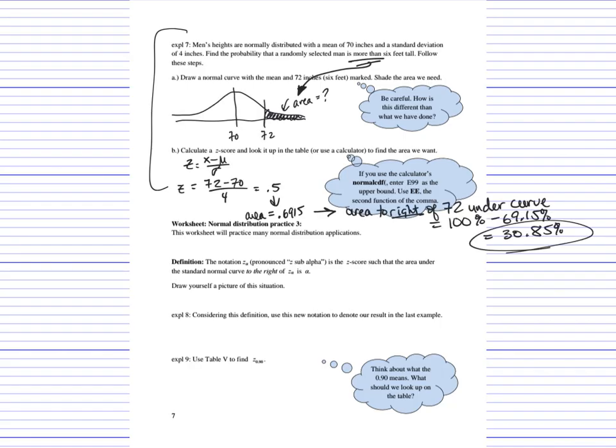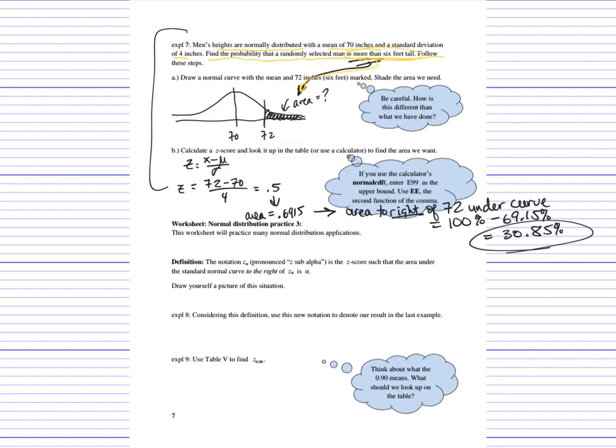All right, here's what I did for number 7. It differed ever so slightly from what we have been doing. So we've got men's heights normally distributed with a mean of 70 inches and a standard deviation of 4 inches. Find the probability that a randomly selected man is more than 6 feet tall.